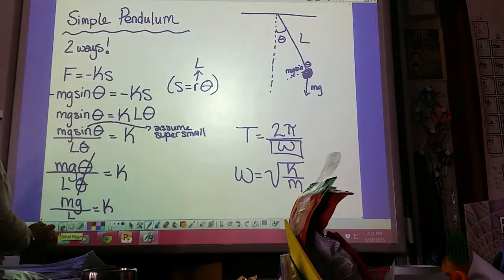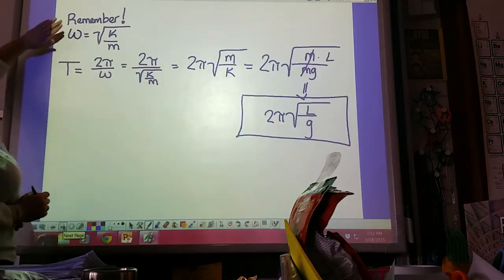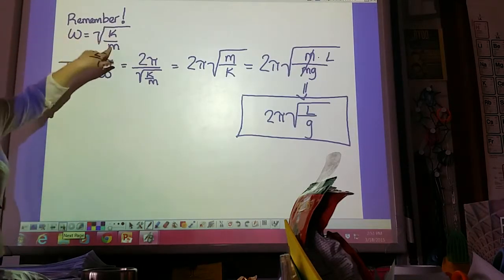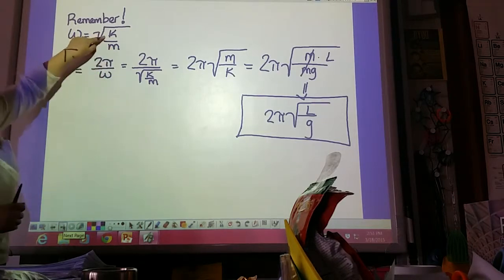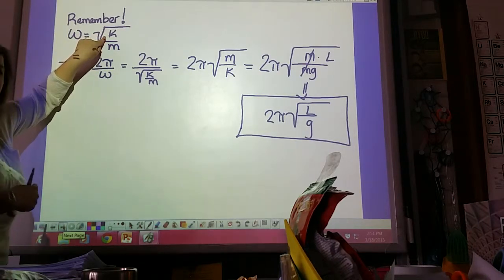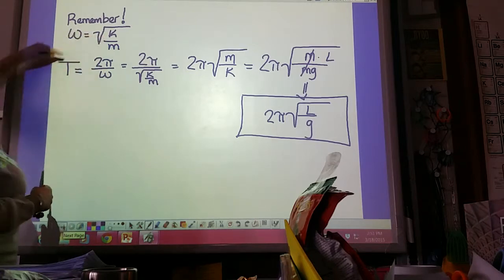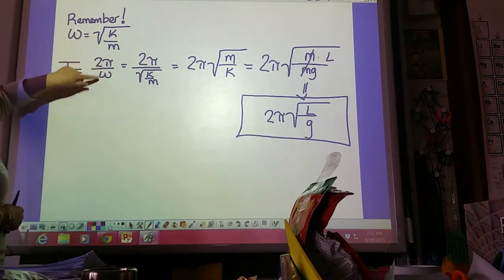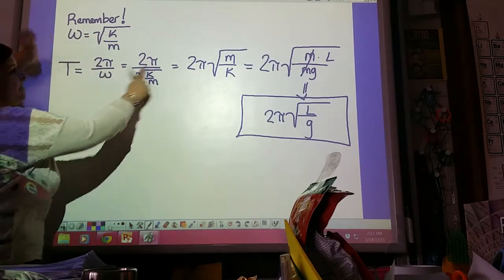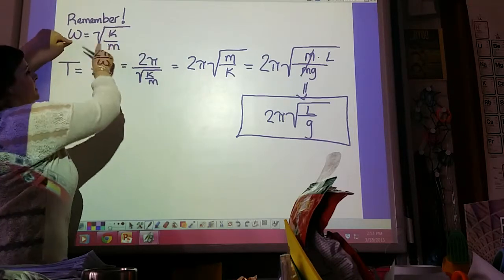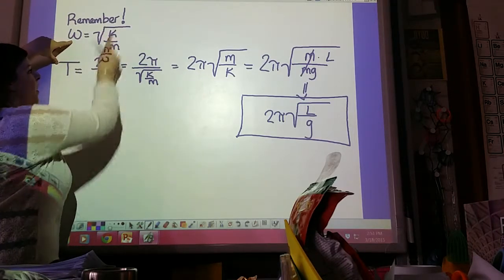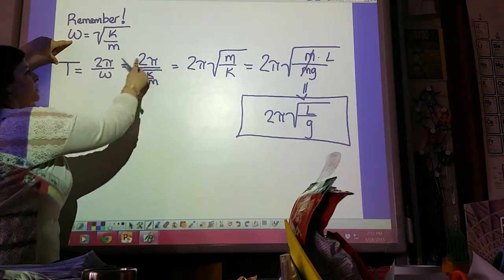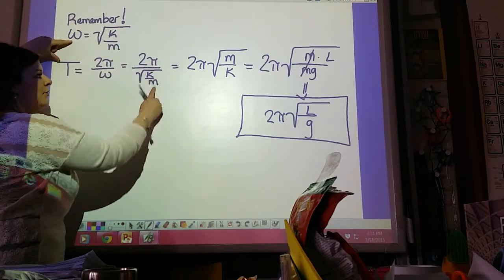I think I have that on the next slide. Yeah, I do. So we came up with omega is equal to the square root of k over m. Well, now I know what k is equal to because we just found that out on the last page. And I know that T is equal to 2 pi over omega. So if omega is equal to the square root of k over m, let me plug that in for omega. So I get 2 pi over the square root of k over m.